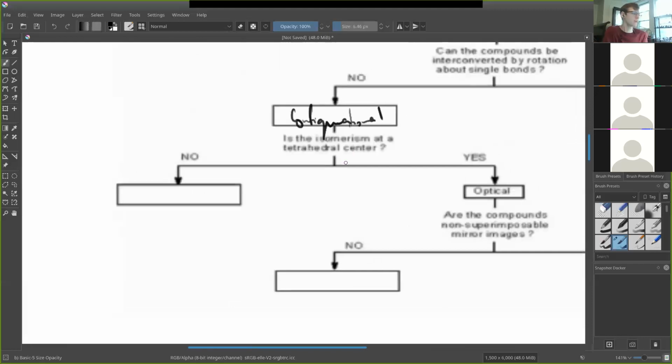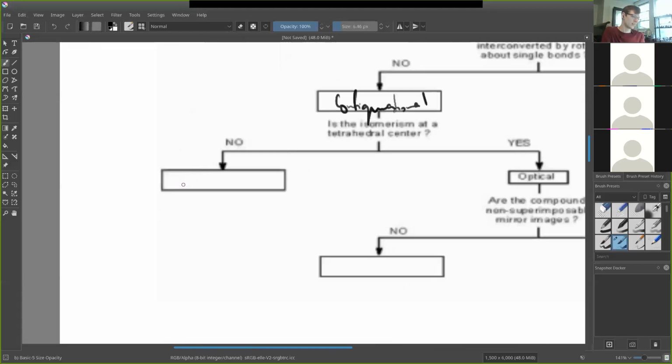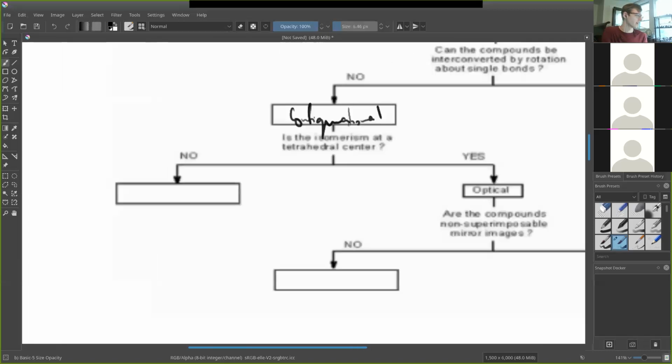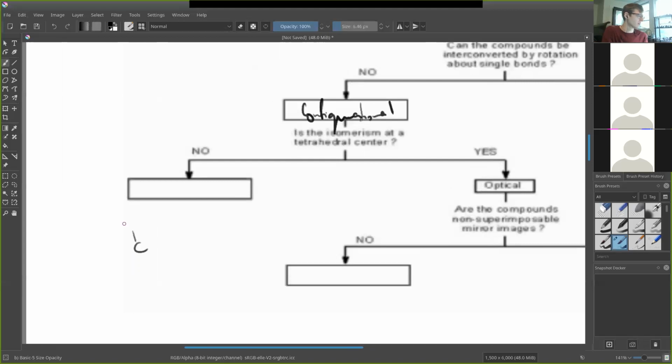Is the isomerism at a tetrahedral center? If it's not, then what do we call it? Is it achiral or not? No, in this case, no. What does it mean by tetrahedral center? Like sp3, like one of these. The alternate being if it's a double bond, so like cis and trans. Yeah, that's one type of this isomerism.